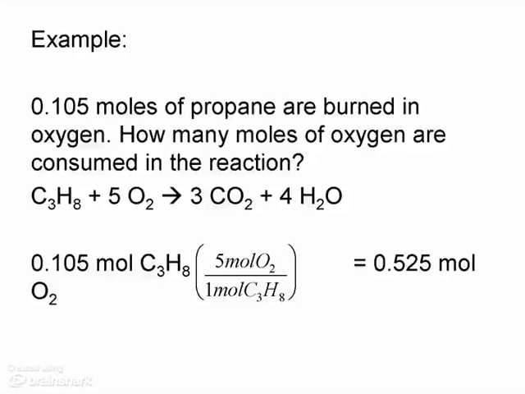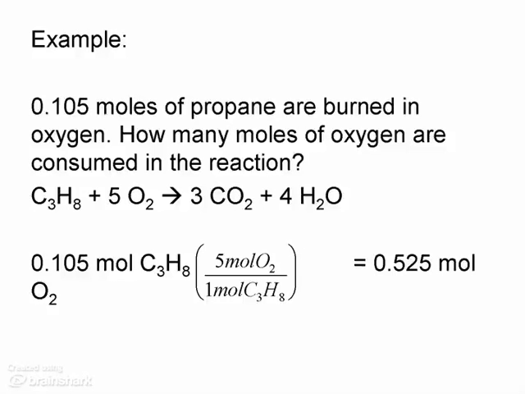Let's look at an example of how we can use stoichiometry to solve some practice problems. For example, if we have 0.105 moles of propane that we burn in the presence of oxygen, how many moles of oxygen are consumed in the reaction? The reaction we're looking at is propane, C3H8, plus 5 moles of oxygen, O2, react to form 3 moles of CO2 plus 4 moles of H2O. So what we need to do is use the mole ratios of both of these compounds.